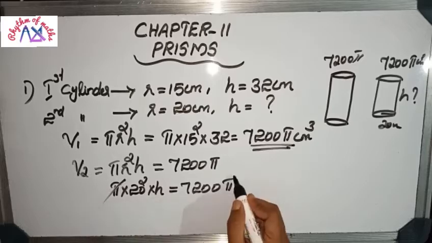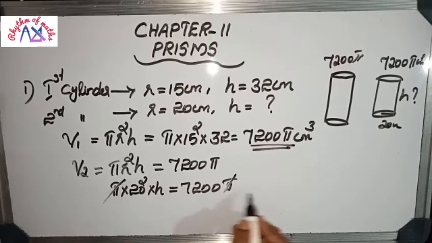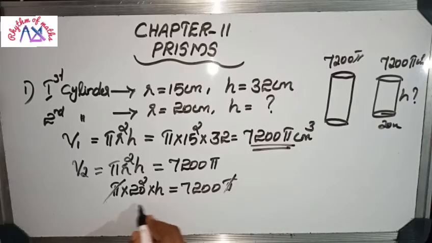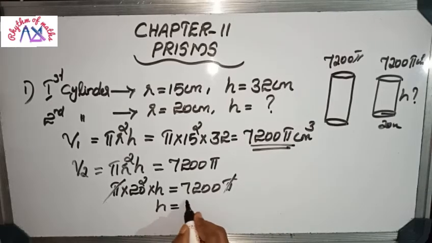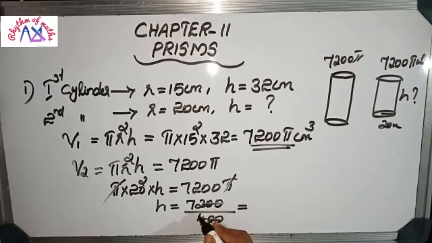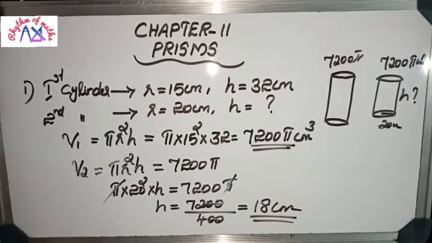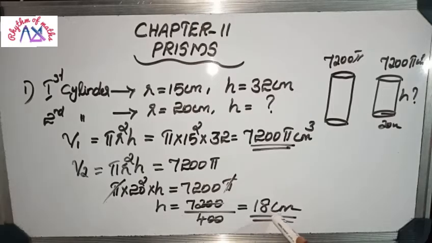Here pi and pi we can cancel. Now h equal to, take this 20 square to this side. So 7200 by 20 square is what? 400. Now this 20 we can cancel. Now 72 by 4. When you divide this, you will get the answer as 18 centimeter. That means the height of the second cylinder is 18 centimeter.